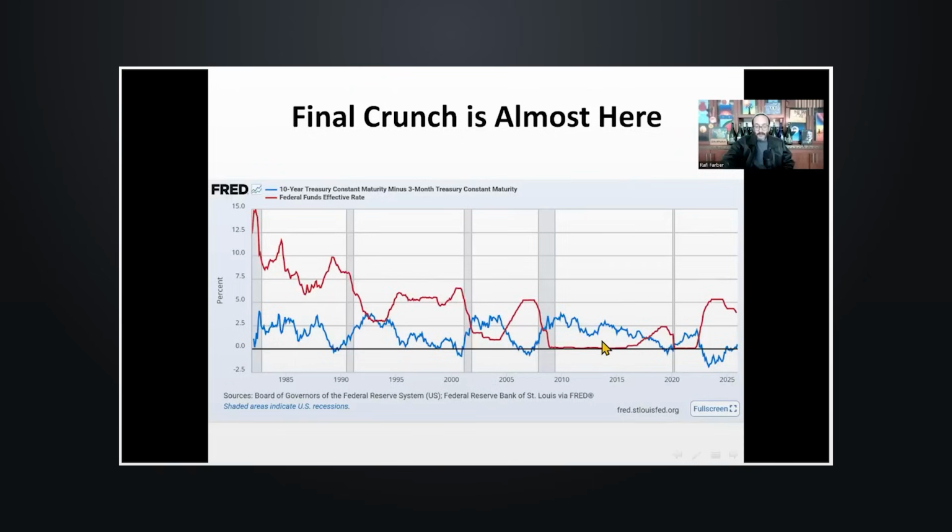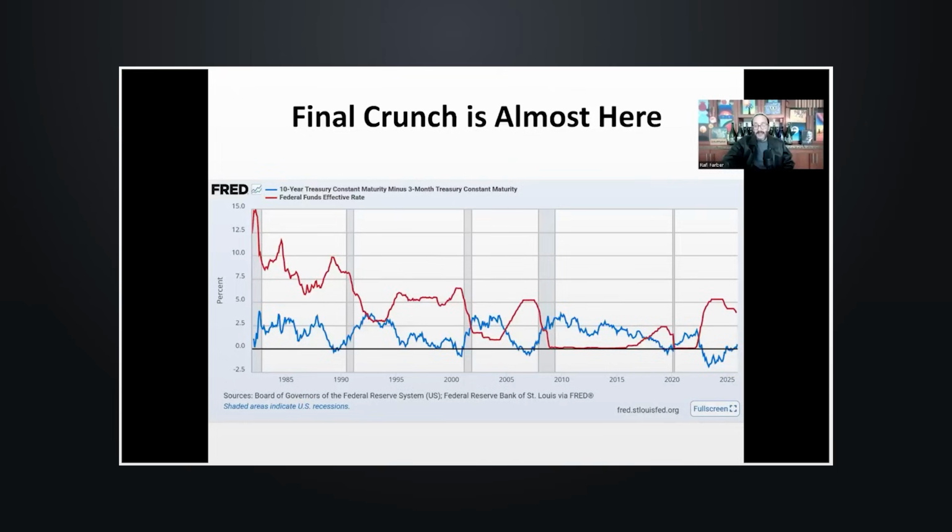So the other thing you can infer from here is that when they cut rates and the spread goes up, that means they cut rates, but the long term doesn't go down. The long term rates don't go down. The 10-year yield actually goes up or stays steady, one of those two, as short term rates go down every single time.